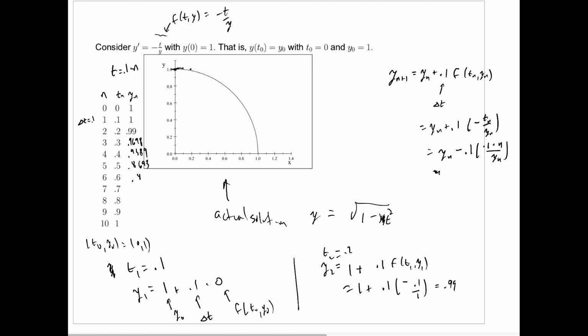I'm sorry, this one I wrote down incorrectly. It's 8963. That should be a 9. That should be a 6. Then 0.8404. Y sub 7 is 0.7691. Y sub 8 would be 0.6781. Y sub 9, 0.5601. And y sub 10, which is the value at t10, which is 1, would be 0.3994.